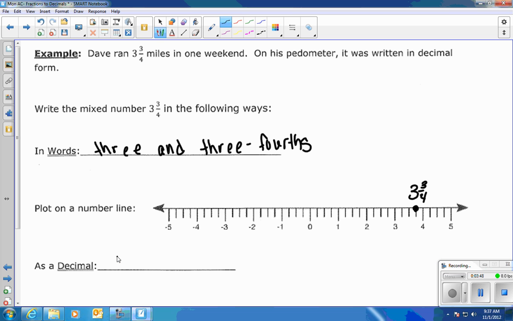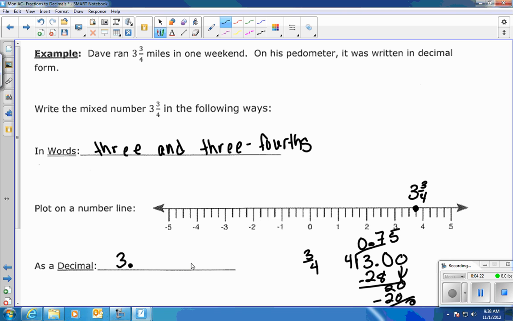As a decimal, the 3 is going to become the whole number, and we just need to figure out what goes after the decimal. The 3/4 is going to be that part that goes after the decimal. So 3 goes inside. 4 does not go into 3, so I put a 0 there. 4 goes into 30 7 times because 7 times 4 is 28. I still got a 2 left over, so I'm adding a 0. 4 goes into 20 5 times. And now there's 0 left over. So this is going to be 0.75 as my decimal component.